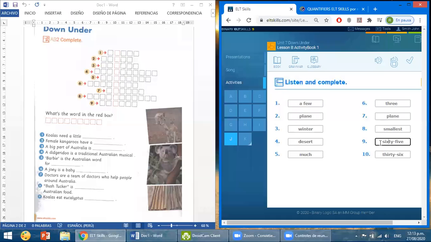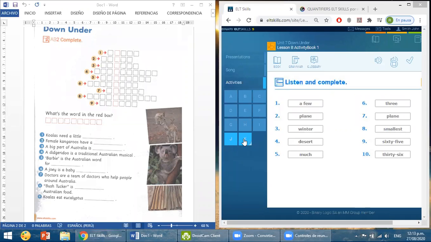Revisa, Valeria, por favor. Tal vez has puesto con mayúscula algo. Tampoco dejes espacio. No dejes espacio, porque si pones espacio te va a poner como incorrecto. Ok? Let's complete activity K. Ok? In your books, K.